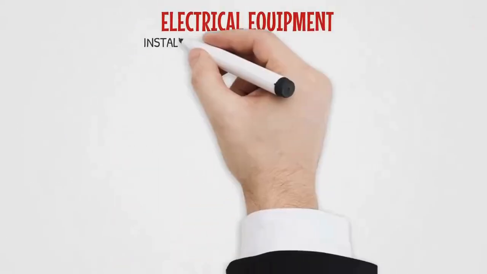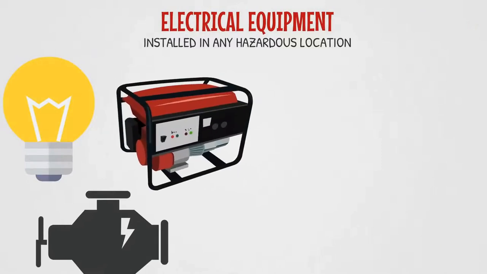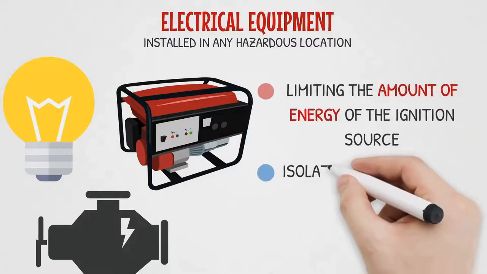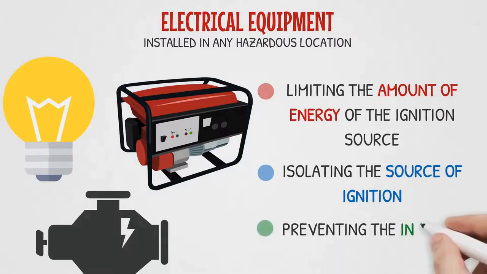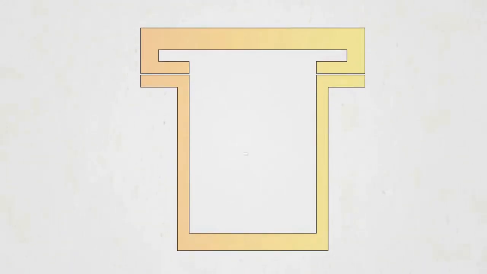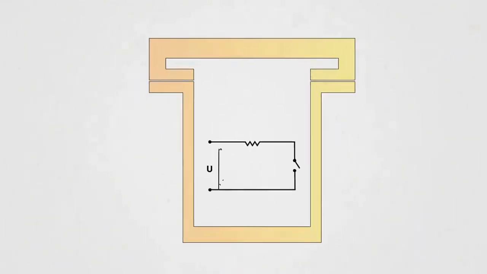Electrical equipment installed in any hazardous location must be used safely. Various approaches to protection are used in dust explosive atmospheres, including limiting the amount of energy of the ignition source, isolating the source of ignition, or preventing the ingress of dusts. One of the effective methods used to prevent an electrical circuit from becoming a source of ignition is through the use of a dust-tight enclosure, where all of the joints or openings must be sealed or protected to keep dust out. Normally this is achieved through the use of proper gaskets or O-rings.